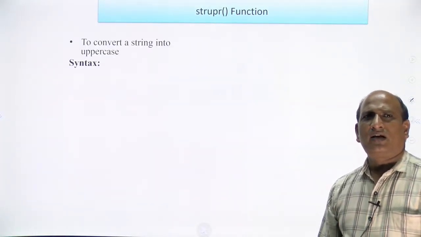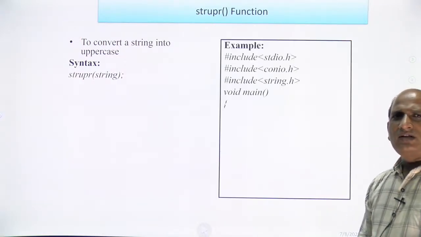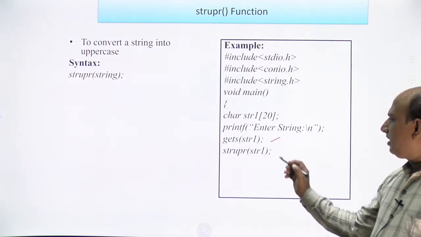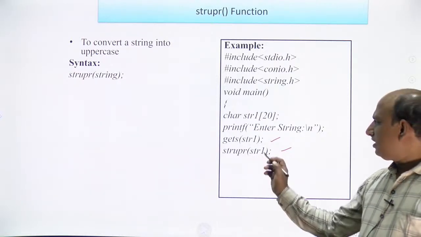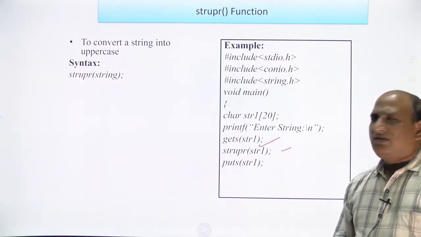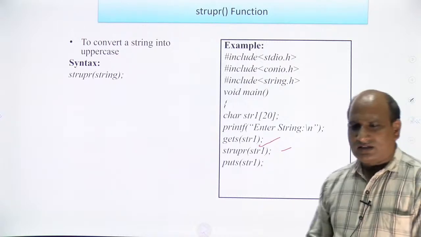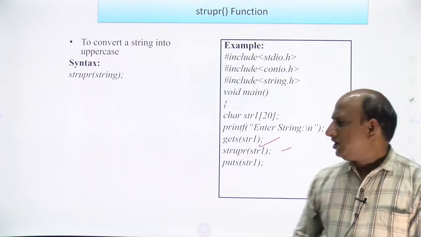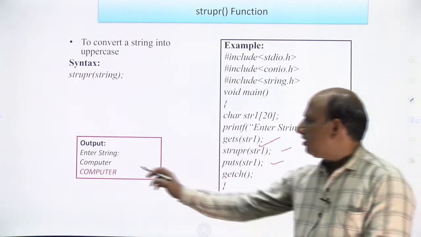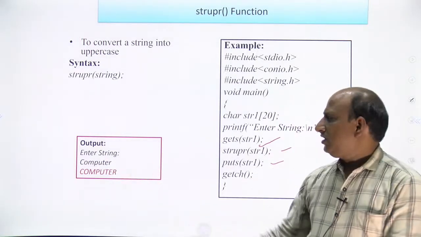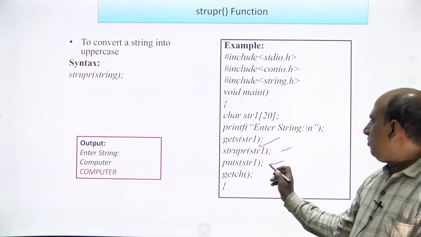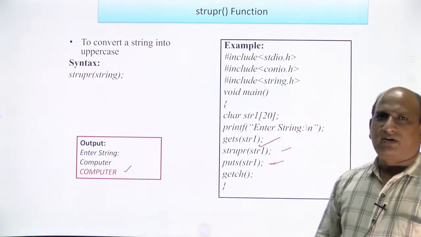strupr will convert a lowercase string to uppercase. Let str1 be input and I call strupr, passing str1. All the lowercase characters will be converted to uppercase, and whenever I print it, the uppercase string will be printed. If I input computer as a string, all characters will be converted to uppercase letters, and when you print it, it will be printed in uppercase.